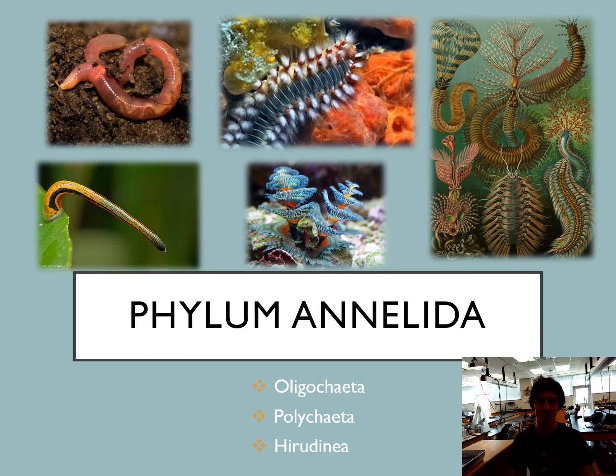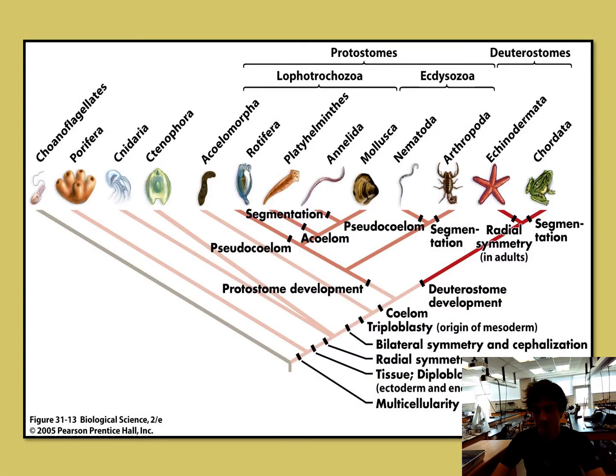And so today we'll be going over two different phyla, the phylum Annelida and then the phylum Mollusca. So we'll be going over three classes in phylum Annelida first. We'll be going over the oligochaetes, so terrestrial earthworms. We'll be going over polychaetes, so marine worms, and then we'll also be going over the class Hirudinea, such as leeches.